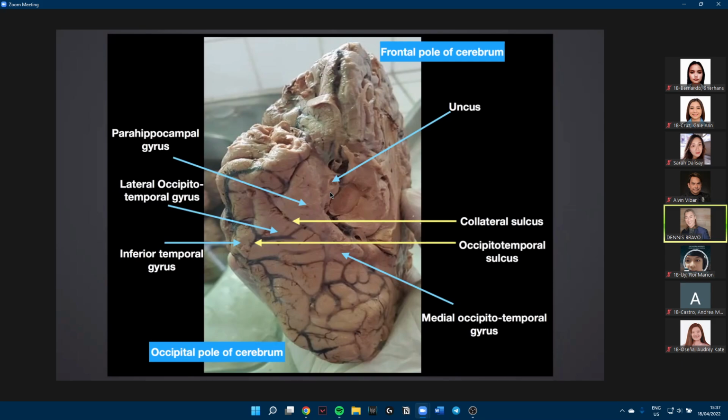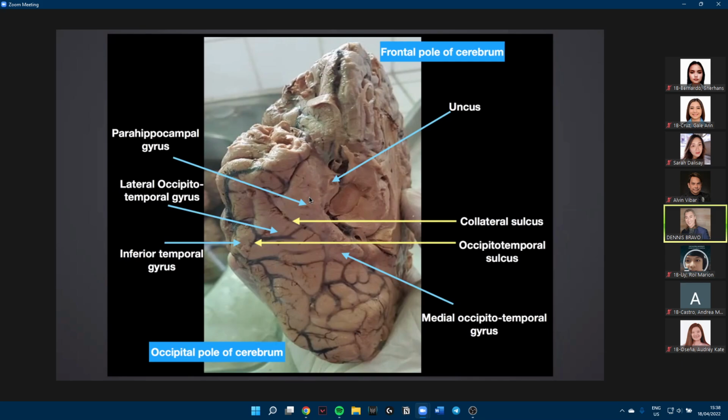If you've heard of the uncal herniation, wherein if there's an increase in intracranial pressure, this uncus is the one that herniates into the foramen magnum, which is a lethal condition. This is what goes down the foramen magnum when the intracranial pressure is too high. We call it the uncus. Lateral to that is a gyrus. We call it the parahippocampal gyrus, which is part of the limbic system that you have studied a few weeks ago.